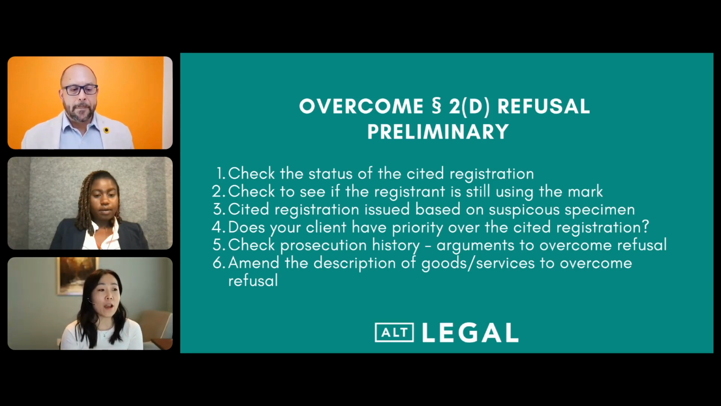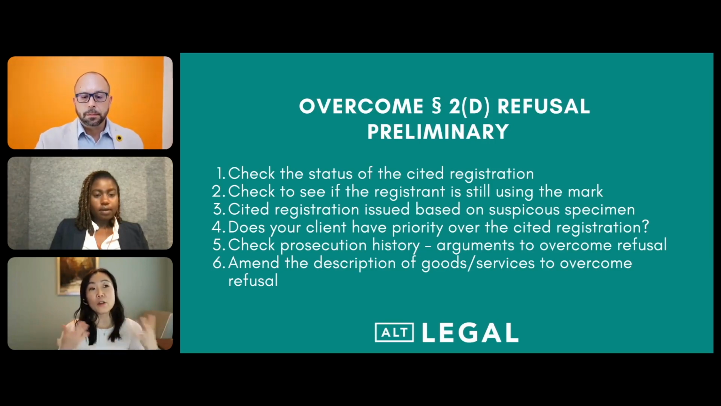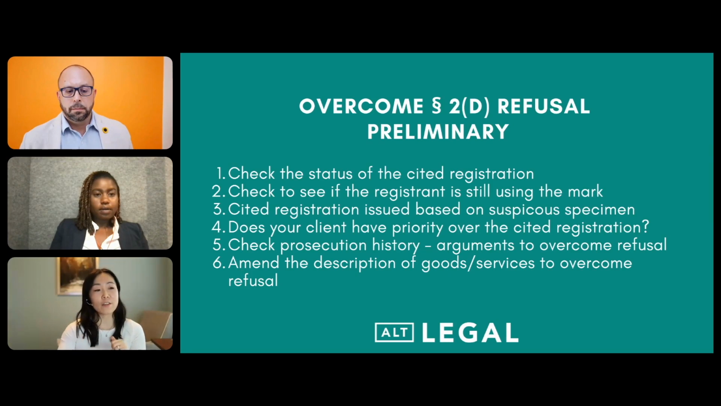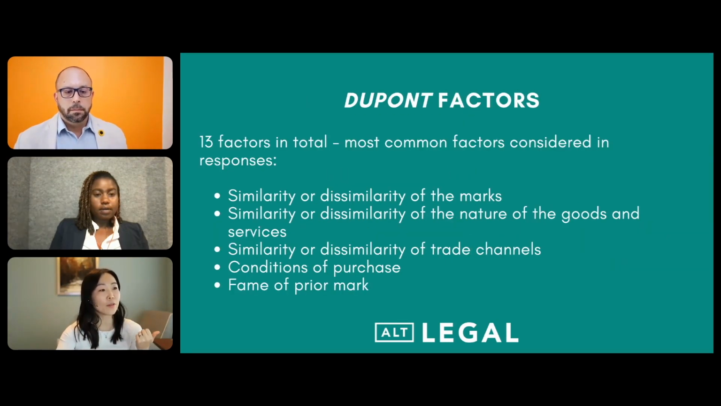And then finally, whether or not you can amend the description of goods and services to overcome the refusal. So a couple things to think about is, are there channels of trade identified in the cited registration that you can distinguish? We'll talk about a few examples there. Or, for example, there's clothing, right? So it could be clothing for soccer players, or clothing for swimming, or something that's a little bit niche that you can use to distinguish your client's mark and products from the cited registration. So those are all things I run through before I craft a strategy and discuss with the client about how to overcome the refusal.